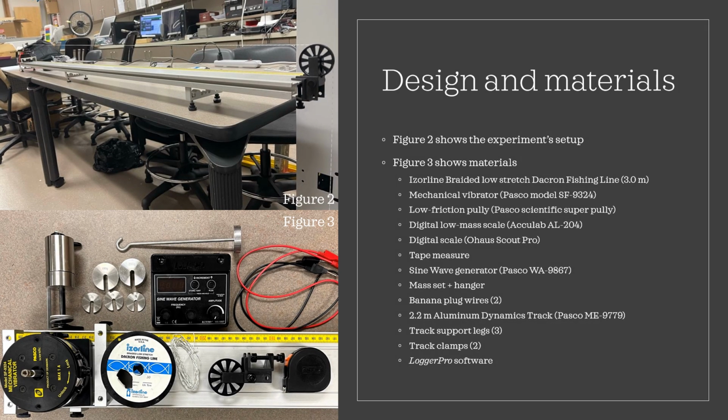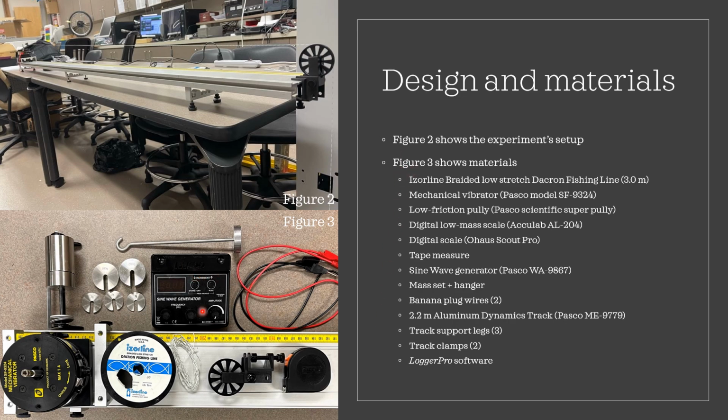Some of the variables are listed below, and those will be used in calculations. So, design and materials. Figure 2 shows what the experiment looked like. In the top left is the mechanical vibrator that oscillates this wave. Just like in figure 1, there's a node right in the center with a loop here and a loop right here.